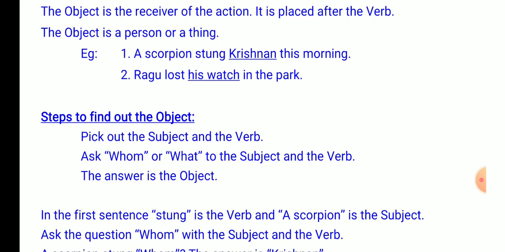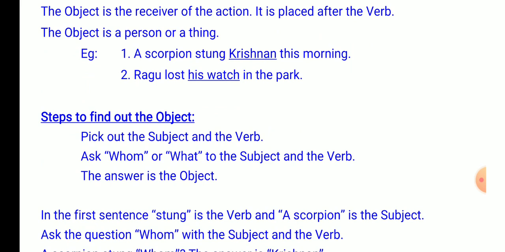The first thing you have to do is to find out the subject and the verb. Then you must ask whom and what to the subject and the verb. The answer which you get is the object.